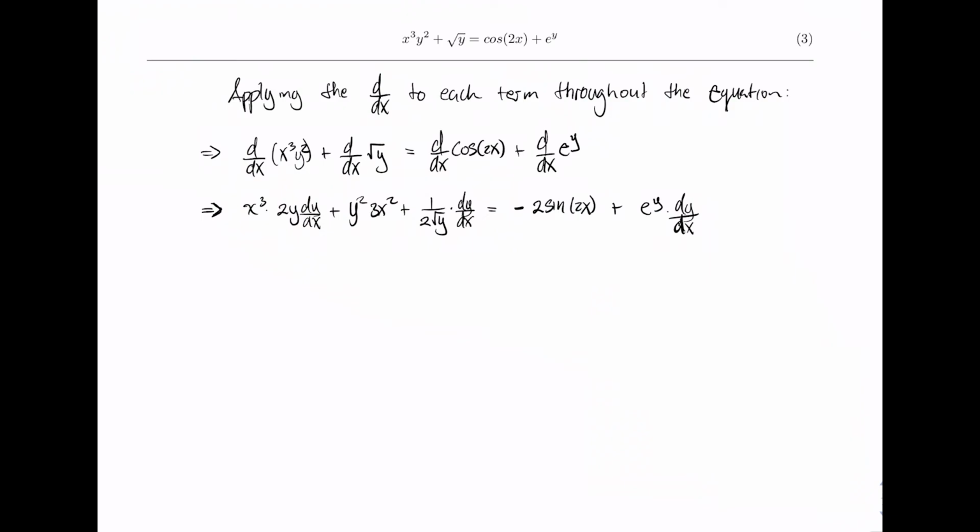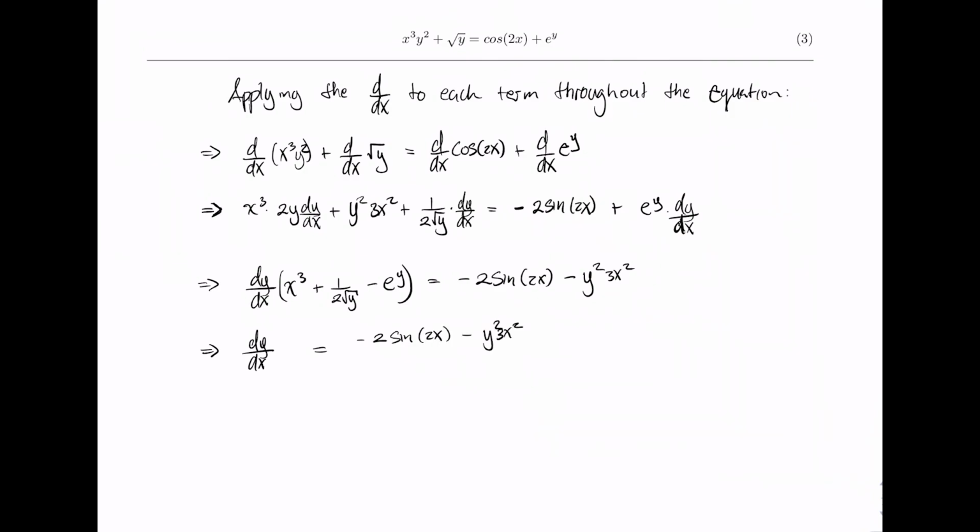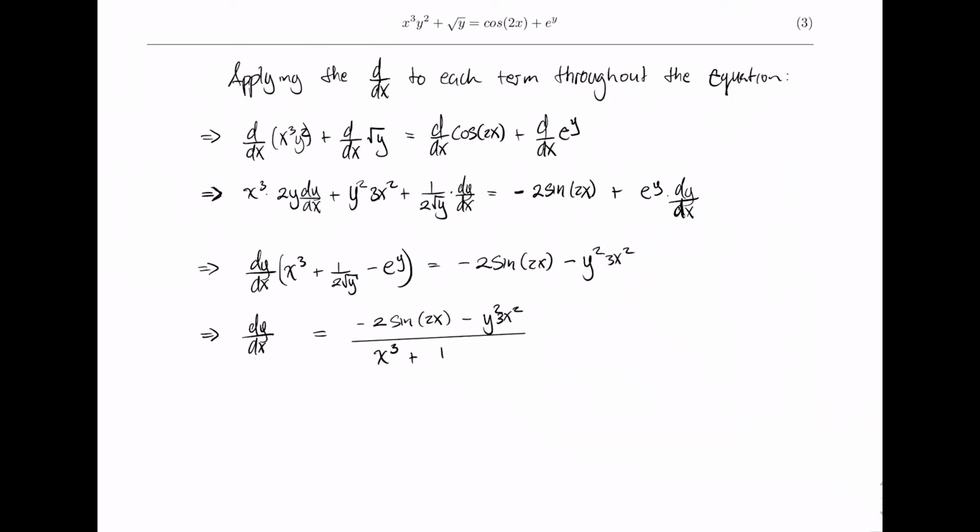which then allows us to factor out in our next line dy/dx from terms that have dy/dx multiplying them. This then gives us dy/dx times (x cubed times 2y plus 1 divided by 2 square root y minus e to the y) equals minus 2 sine 2x minus y squared times 3x squared. We then transpose for dy/dx, which gives us dy/dx equals (minus 2 sine 2x minus y squared times 3x squared), all divided by (x cubed times 2y plus 1 divided by 2 square root of y minus e to the y). And that is our final answer.